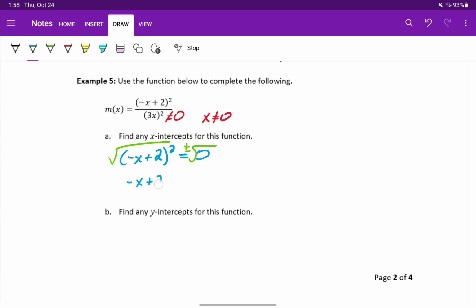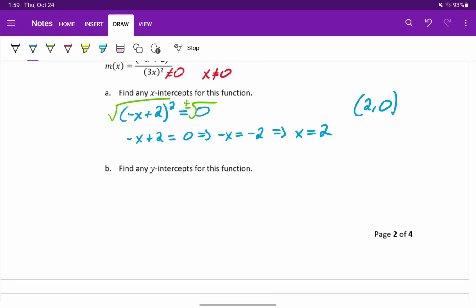So we get negative x plus 2 is equal to 0, or negative x is equal to negative 2, or x is equal to 2. In this case, we come up with a single x-intercept, which is (2, 0). 2 is not a restricted value, so we'll keep that intercept. Then we'll evaluate m of 0, meaning we're setting x equal to 0.